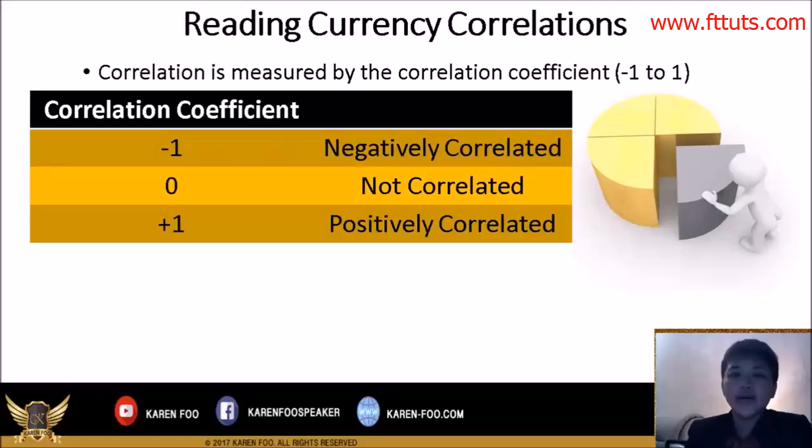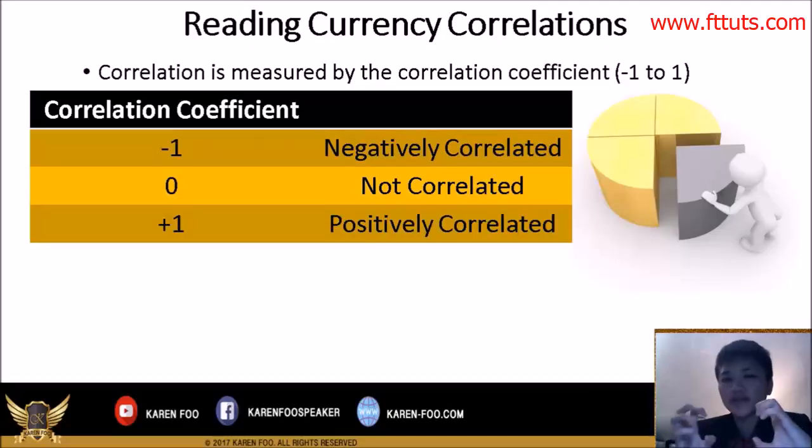So what does it mean by a correlation coefficient of -1? It means that these two particular currency pairs are negatively correlated. I'll give you an example. If these two currency pairs have a correlation coefficient of -1, it means that they'll move in opposite directions 100% of the time, every single time.